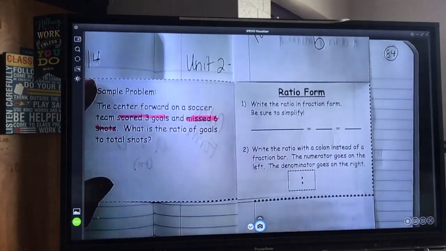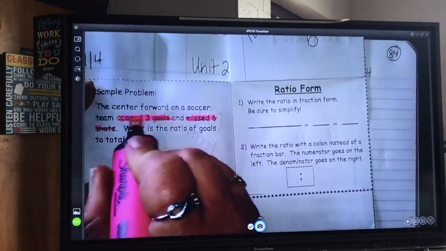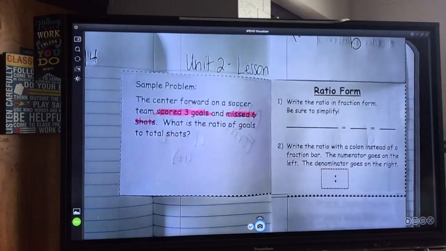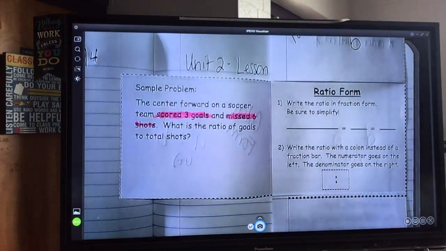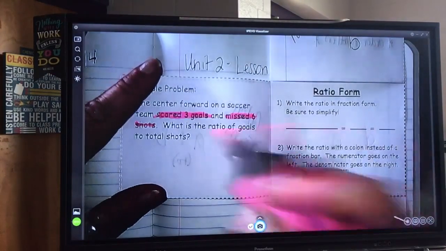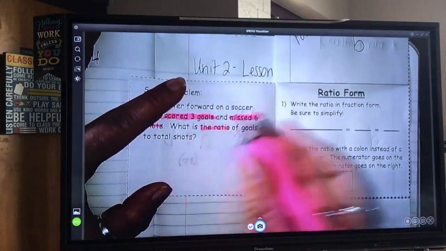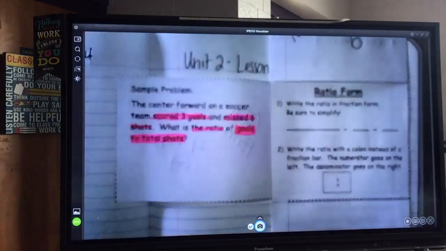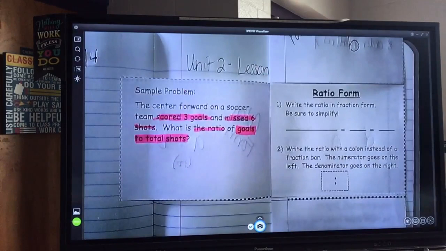And then in the next question it says, what is the ratio of goals to total shots? So what's important in this one? Jackson? The ratio of goals and total shots. Total shots. This one to me is a little bit different than the first one we did. Why is this different? Michaela? Because instead of going to the other number, they go to how much all of it is.